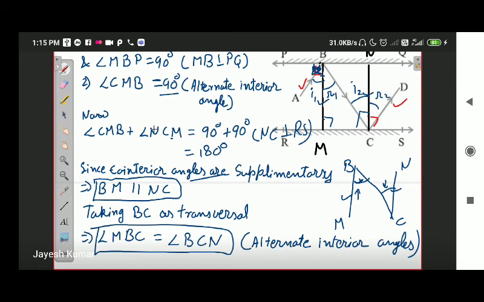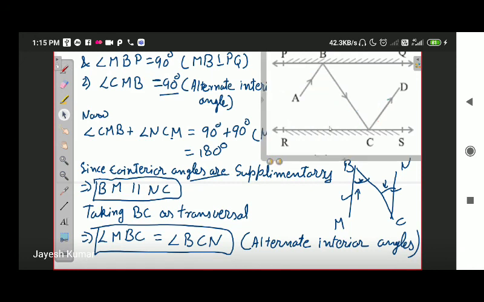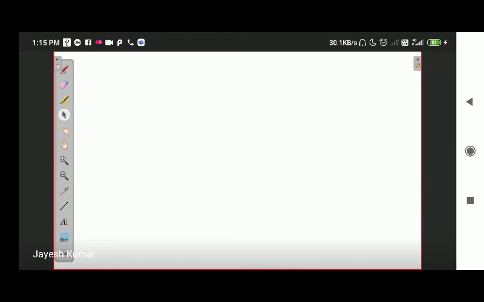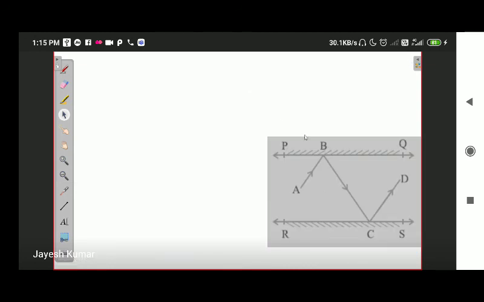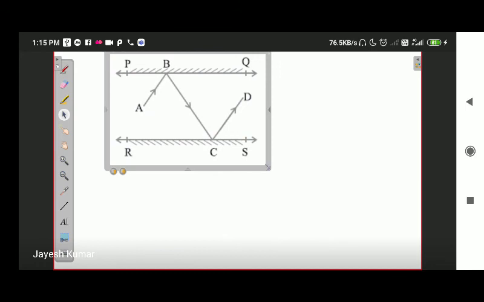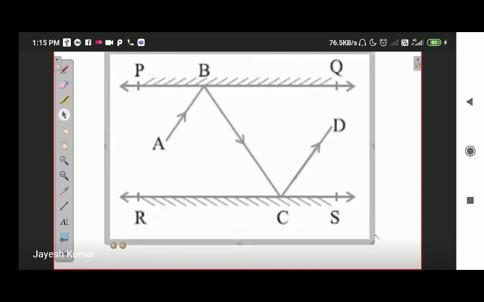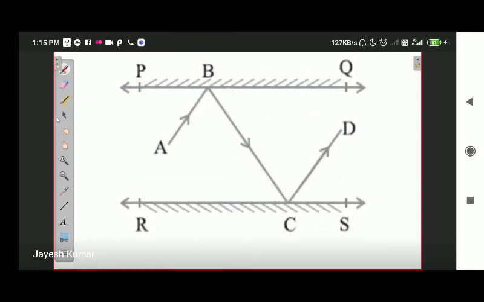Okay, let me draw this diagram for you. Let me explain it more clearly by drawing this diagram again. What I am talking about, this is the diagram. Let me draw the perpendiculars first of all. So this was the first perpendicular and this is the second perpendicular. We name this point M and this point M.